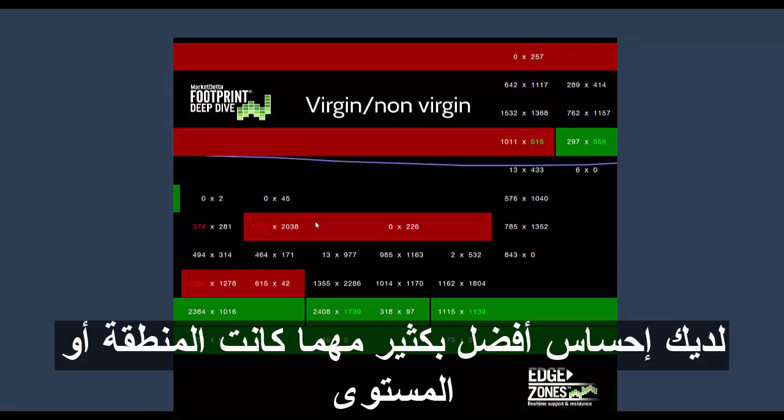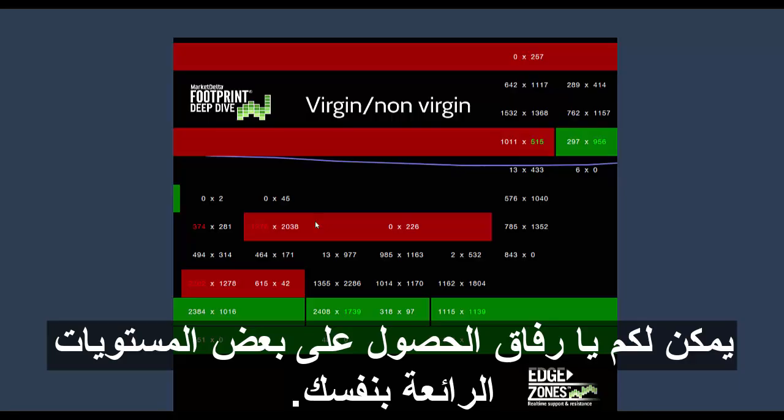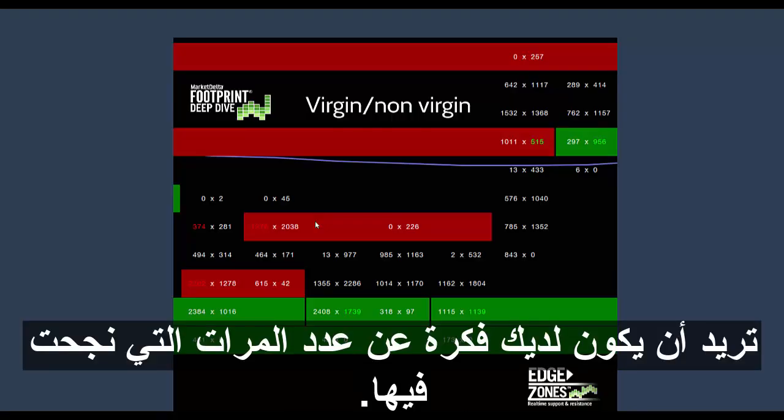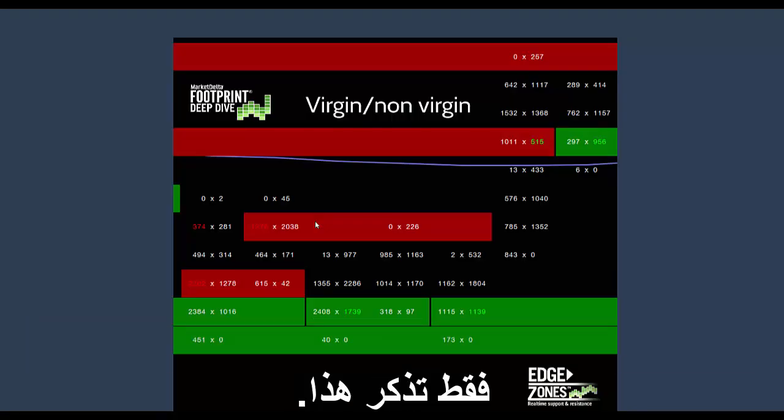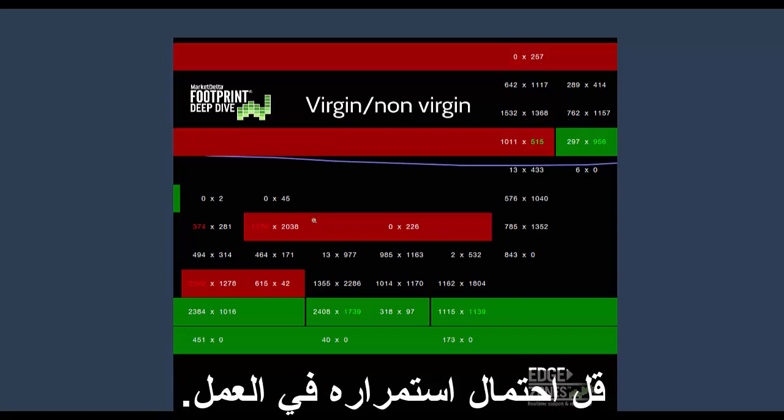You have a much better sense of whatever the zone or level might be. You guys can have some great levels yourself. You want to have a sense of how often it worked. Just remember this. The more it works, the less likely it's going to continue to work.